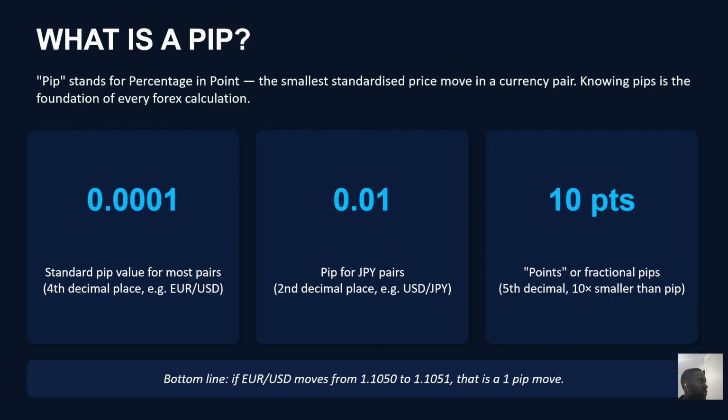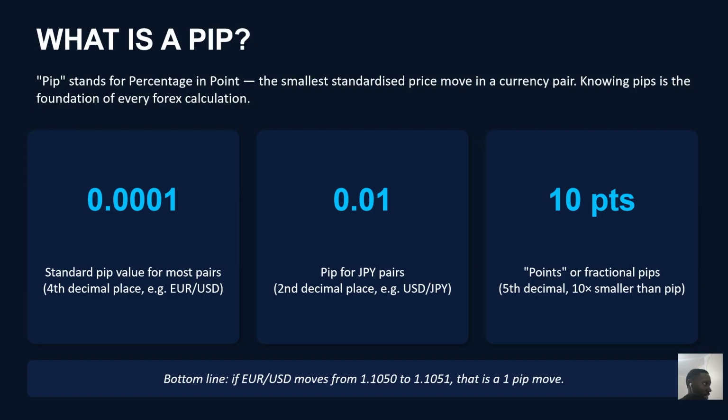A pip stands for percentage in point, the smallest standardized price move in a currency price. Knowing pips is the foundation of every forex calculation. So pips are literally the calculations of forex. When price moves up and down, it moves in pips. So you need to understand what a pip is.